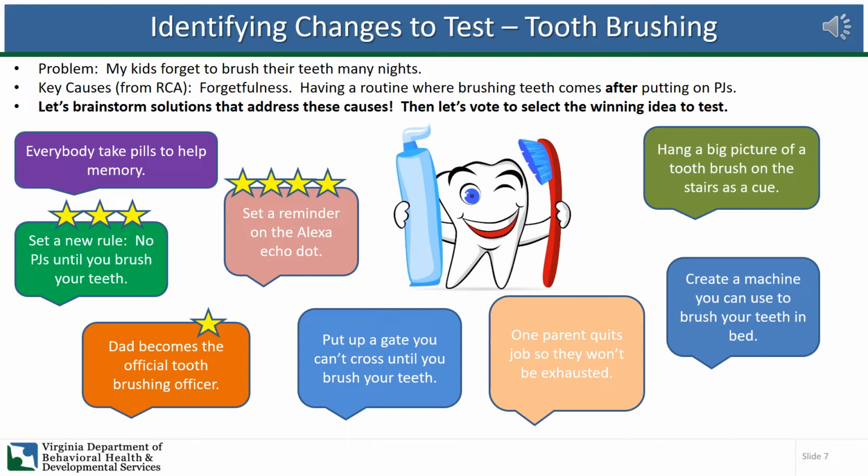So you can see the results of our voting with the gold stars. The first place winner was setting a reminder on the Echo Dot. And then the second place was setting a new rule to not put your pajamas on until you brush your teeth. And then we also had one vote for Dad becoming the official toothbrush officer. So it looks like we are going to try setting the reminder on the Echo Dot first.